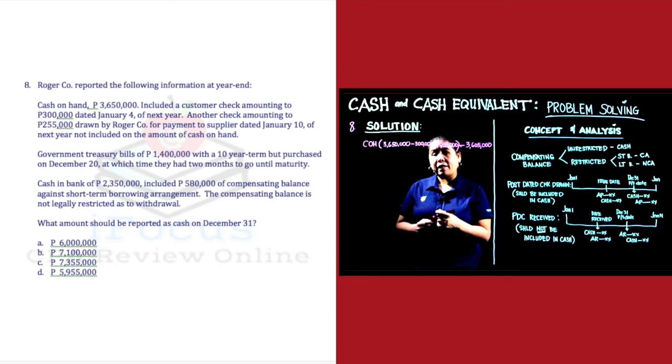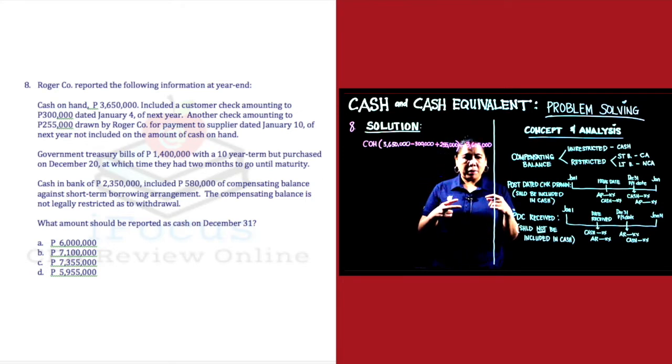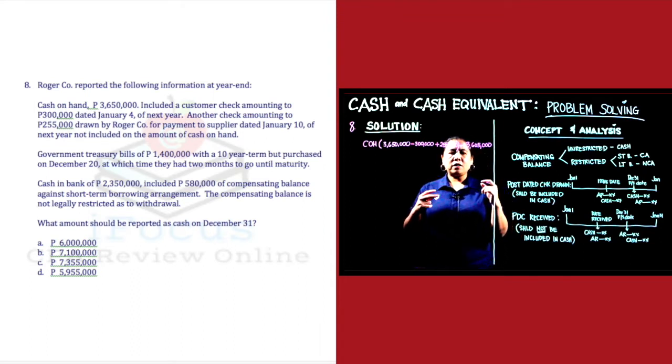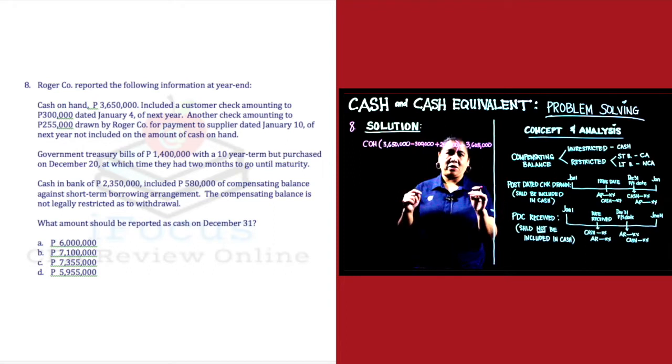3,605,000. Second item, government treasury bills of 1,400,000 with a 10-year term but purchased on December 20th, at which time they had 2 months to go until maturity. So this government treasury bills napasok sa 3-month rule ng cash equivalent. Okay? This is considered as our cash equivalent. Pero ang hinahanap ng problem natin ay yung cash lang, hindi cash and cash equivalent. Alright? So, itong government treasury bills, hindi natin yan i-include sa ating cash.